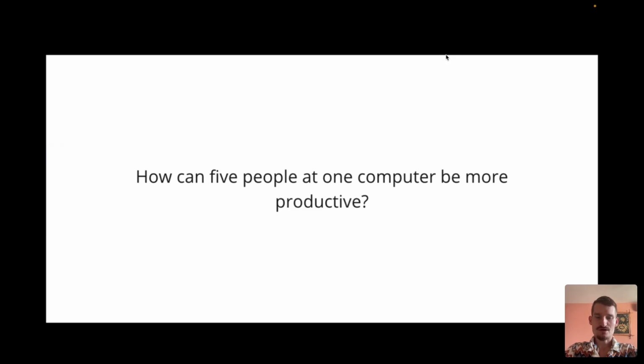Today we're going to talk about how mob programming is actually more productive than the traditional ways we practice. And usually the question managers and people ask whenever I try to introduce mob programming somewhere is how can five people at one computer be more productive? And that's a pretty reasonable question.